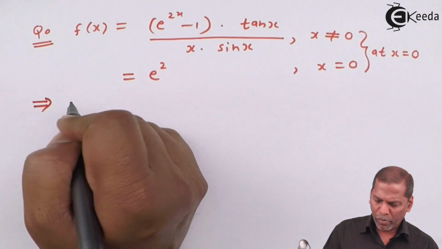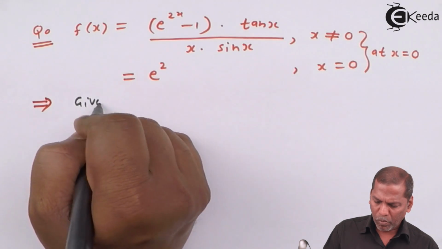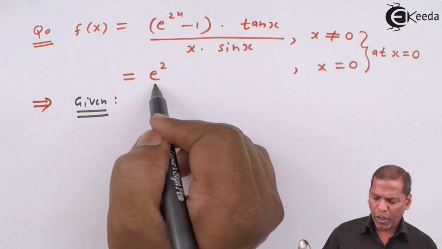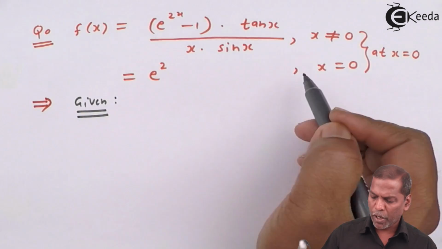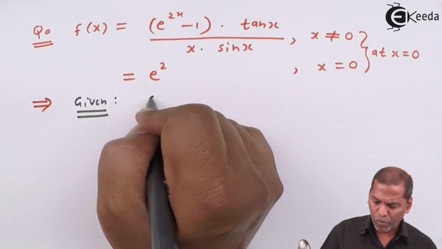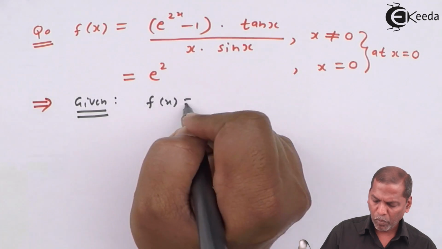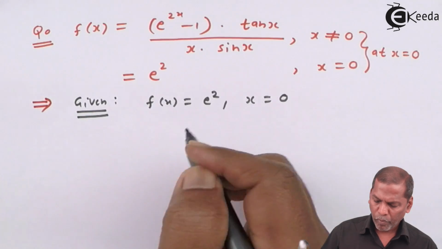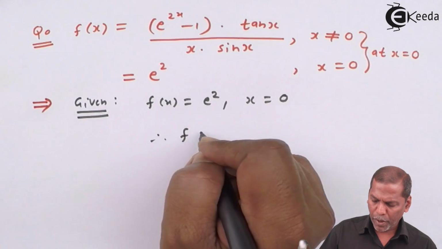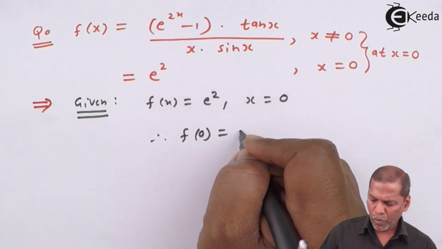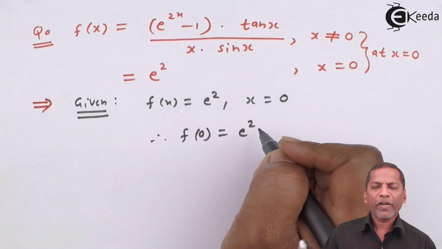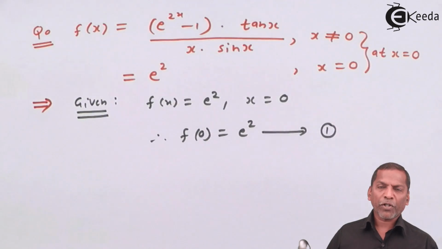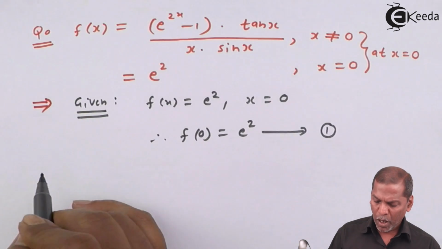First of all, given f of x is equal to e square, x equal to 0. It means f of 0 is equal to e square. Say equation number 1.